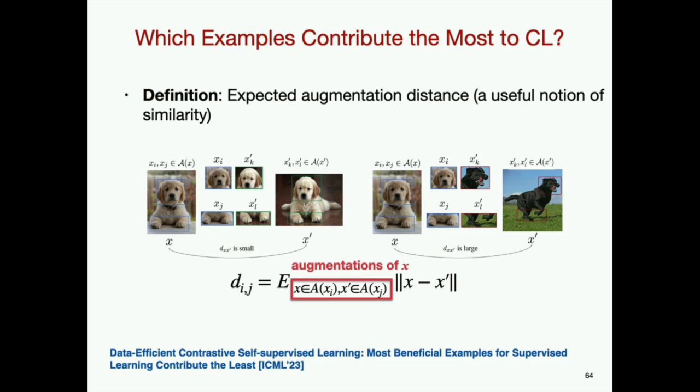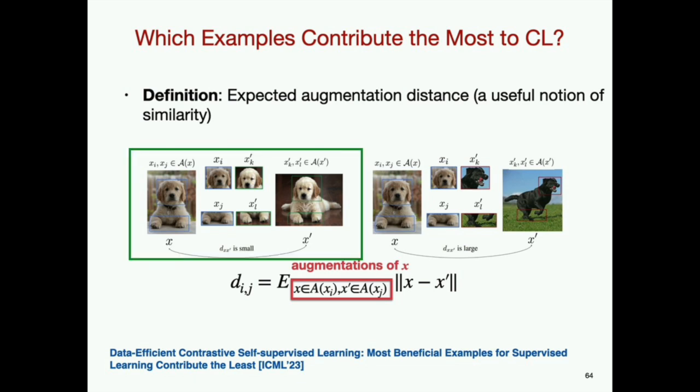Okay, so I'll take a quick aside to introduce a useful helper notion, and we'll use this in a couple of slides from now. Since the contrastive loss pushes and pulls the representations of examples based on their similarity, we'll first define this notion of similarity, and let's call it expected augmentation distance. What expected augmentation distance is, it measures how far apart the augmented views of two samples are.